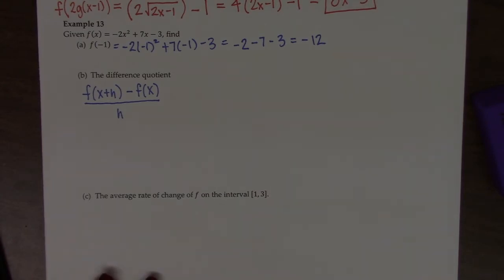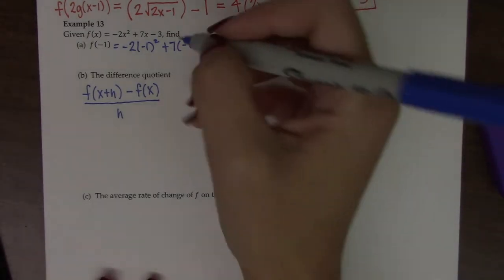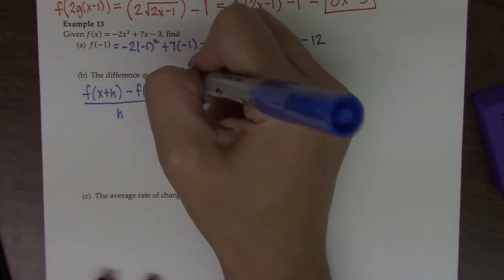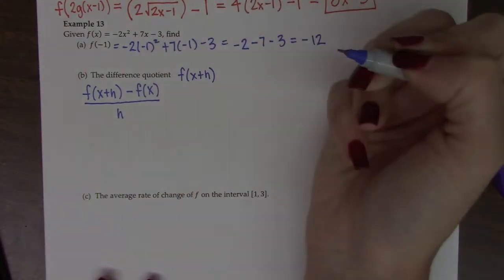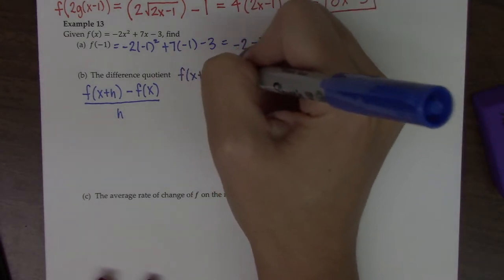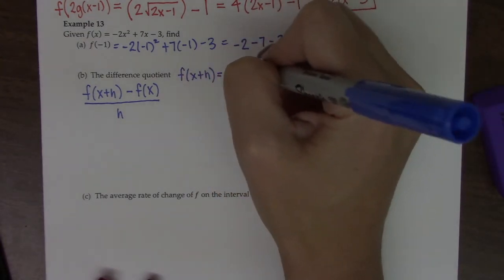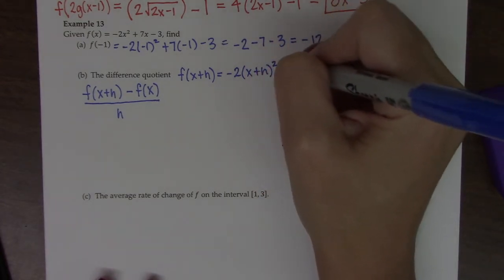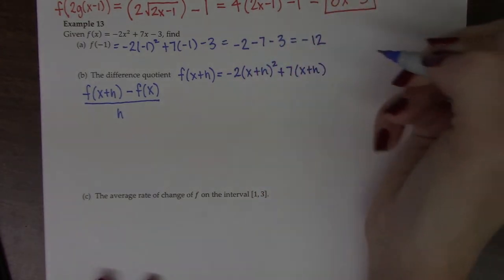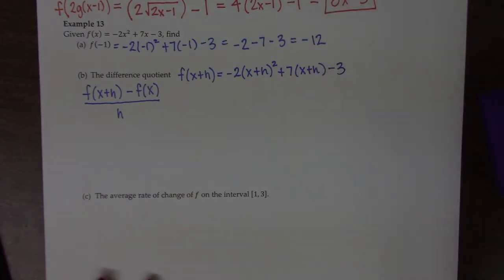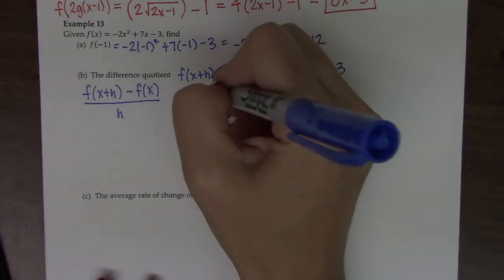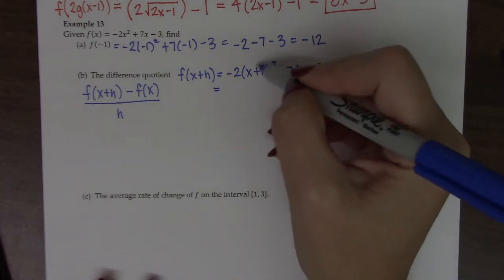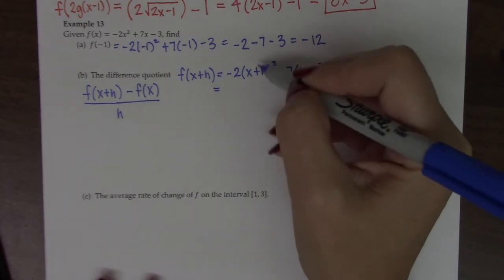So one thing I think is helpful, especially when you have a polynomial, is to sort of scaffold this out a little bit, right? So let's figure out what f of x plus h is first. So that's negative 2 times x plus h squared plus 7 times x plus h minus 3. So then I need to expand this out. So this is a quadratic. We can FOIL it out.